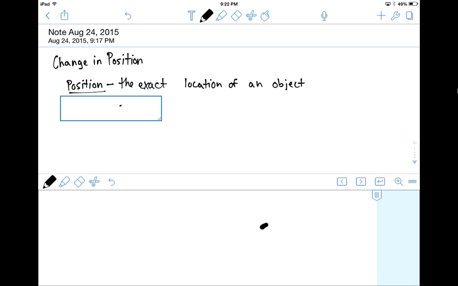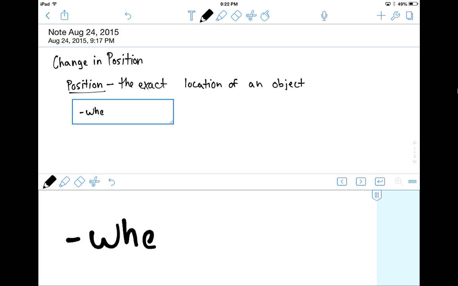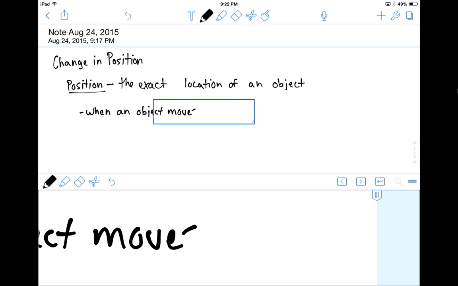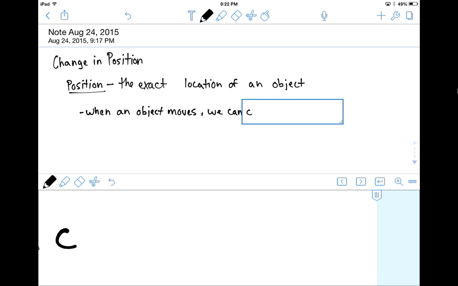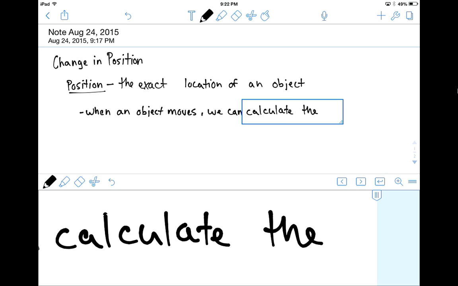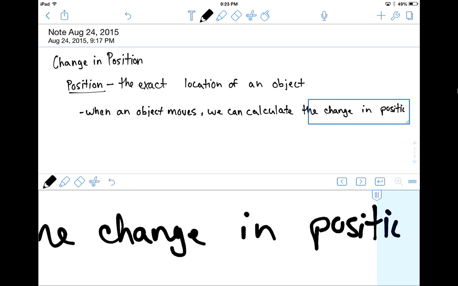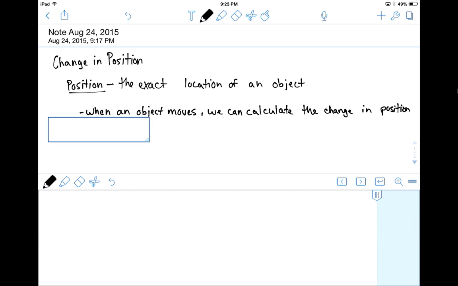So let's put a little note here. We're going to say when an object moves, we can calculate the change in position. All right, awesome. And that's what we're going to talk about here, is that change in position.